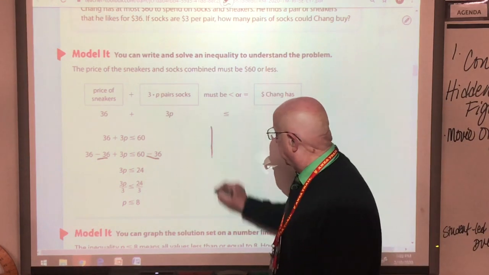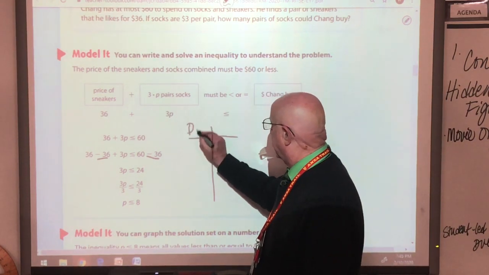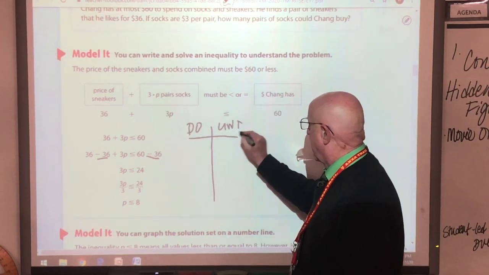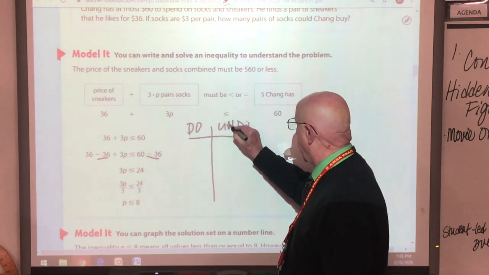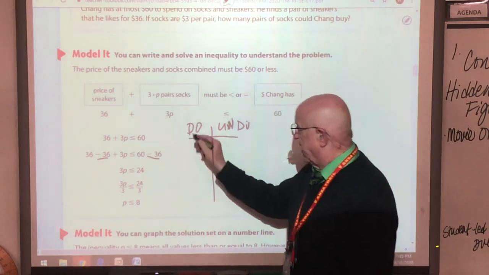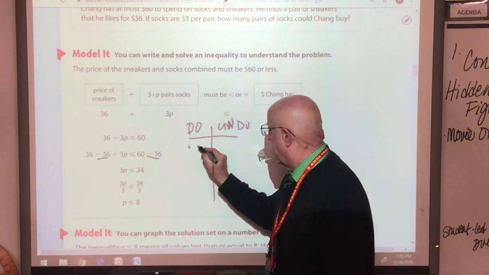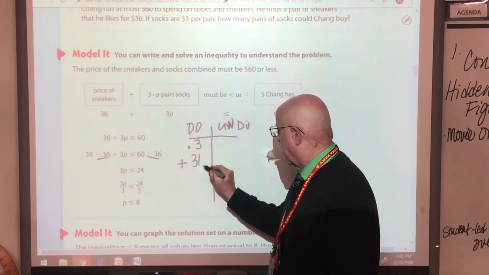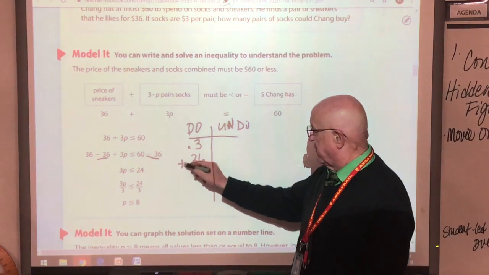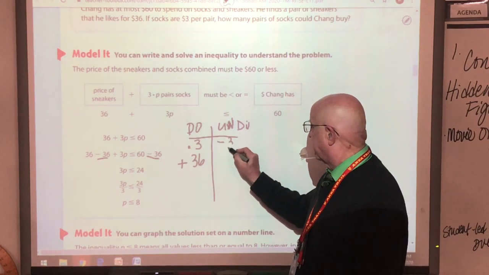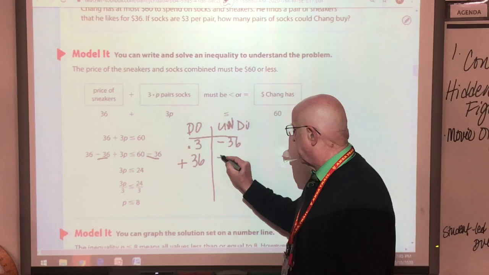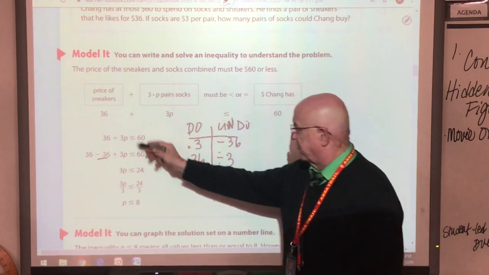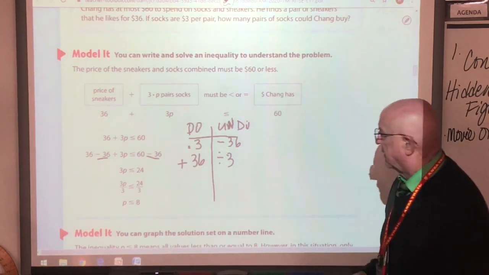Remember, we could always still set up our do-undo chart. We have do, undo. What's being done, multiplication times 3, and addition plus 36. We undo that in reverse order with the reverse operation. We get minus 36, and we do divide by 3. And as you can see, that's the steps they took.